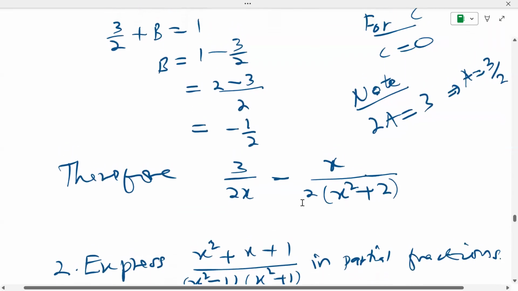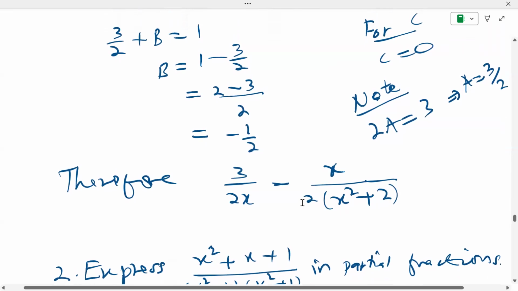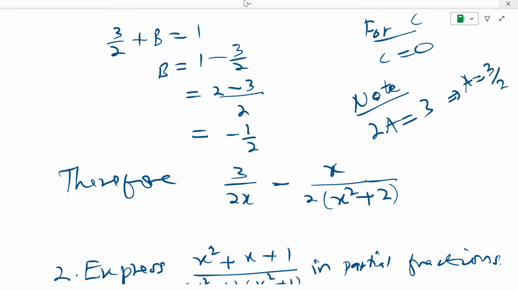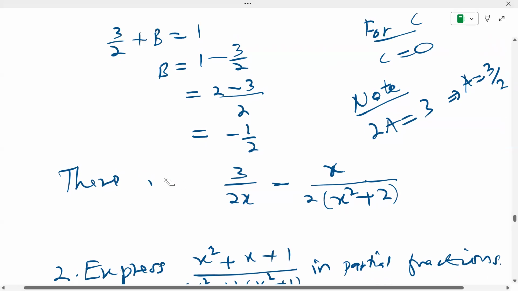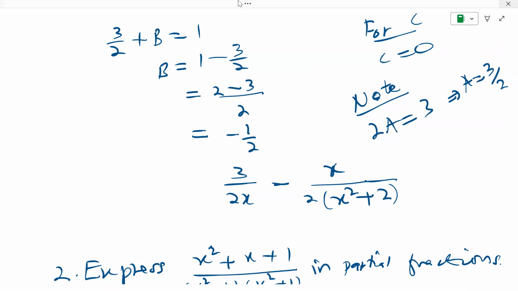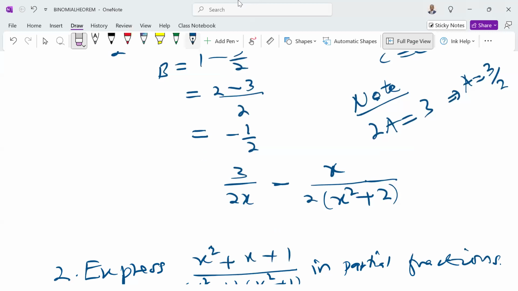And so we say that we have this as our value. So let's take our time and then write it very well. So say that therefore we have everything in place. I'm going to take my time and write it well for us to see. Okay, so we have it this way.